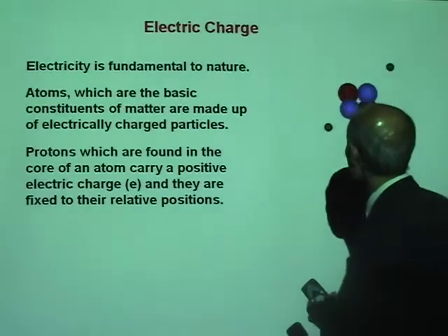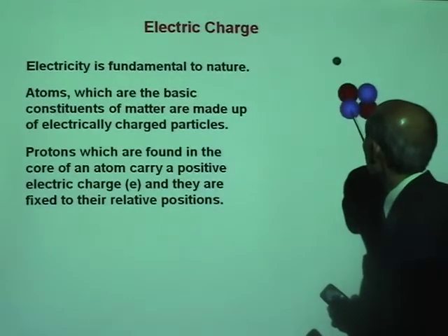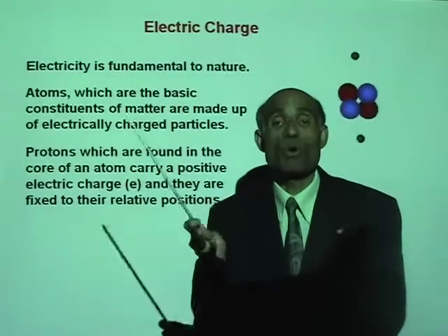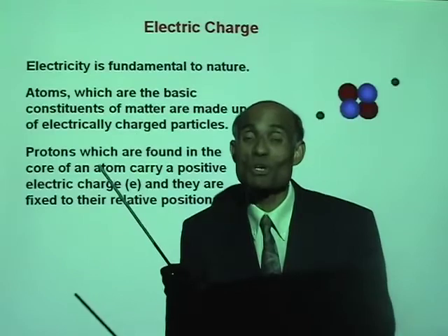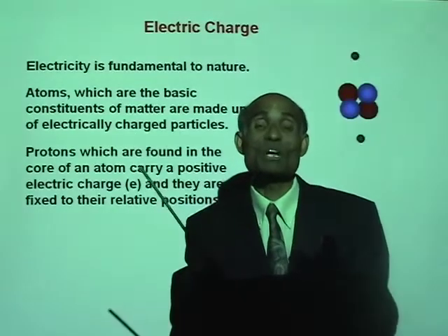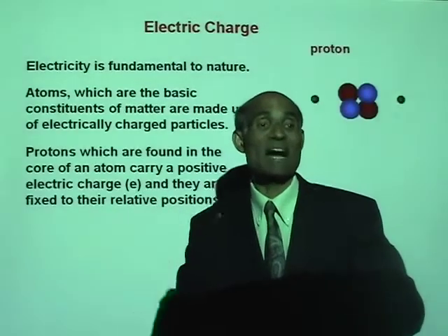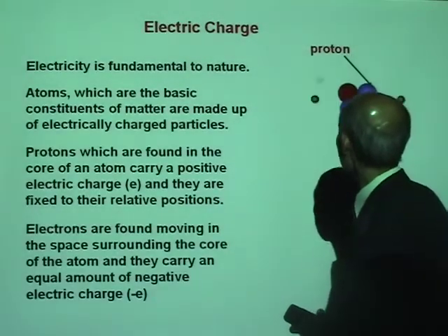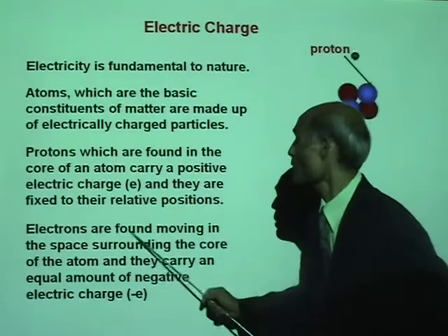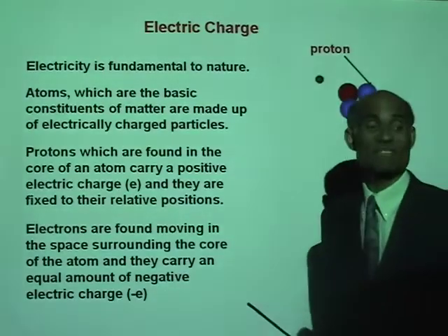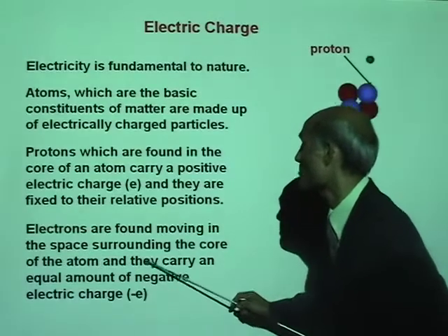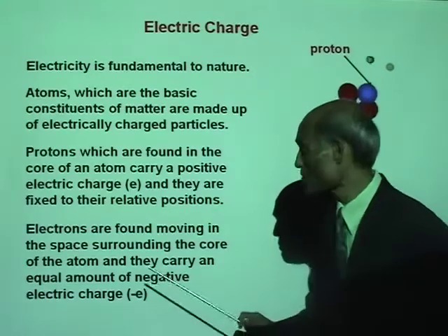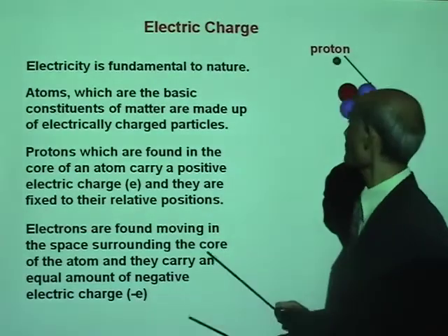So in an atom like this, where there are two protons and two electrons, the atom as a whole is an electrically neutral object because there are equal quantities of positive and negative charges. So that's a proton, and these are electrons. Electrons are found moving in the space surrounding the core of the atom, and they carry an equal amount of negative electric charge, negative e.